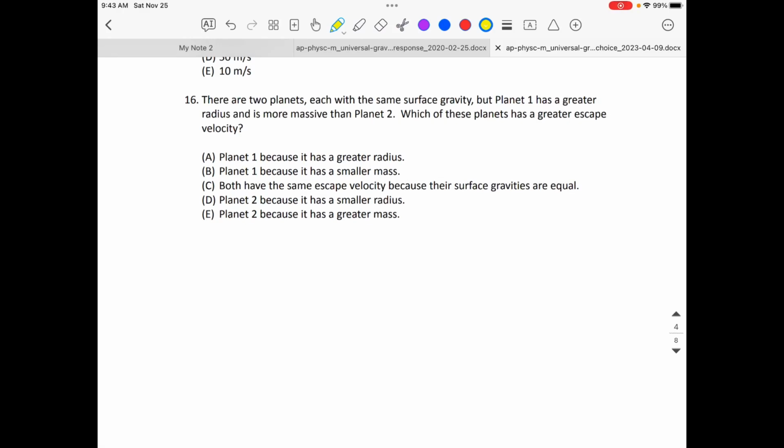So for problem number 16, this one says there are two planets, each with the same surface gravity, but planet 1 has a greater radius and is more massive than planet 2. Which of these planets has a greater escape velocity?